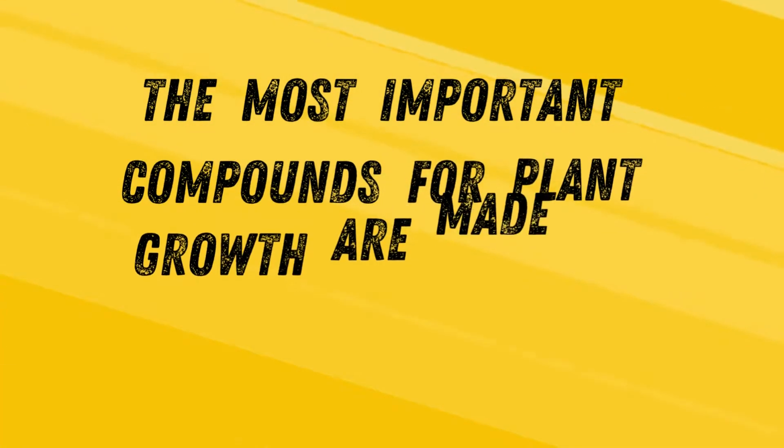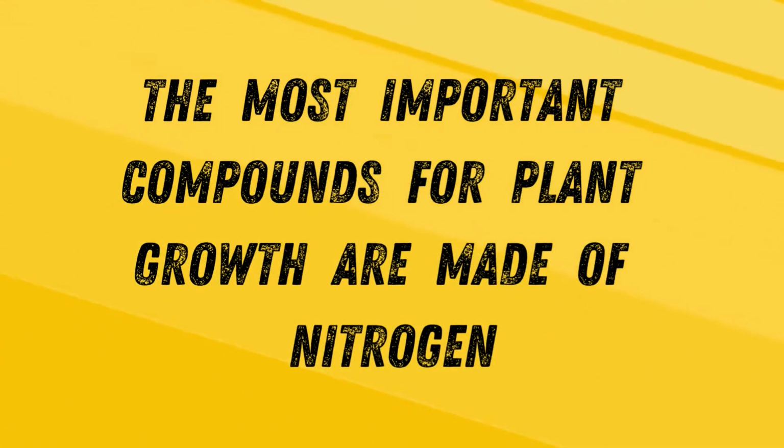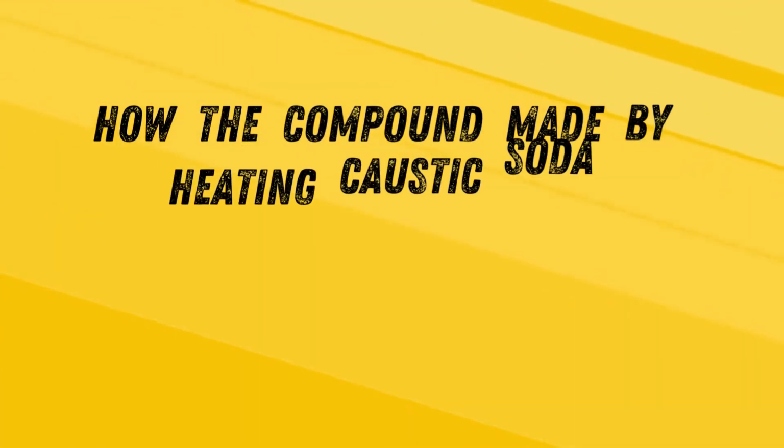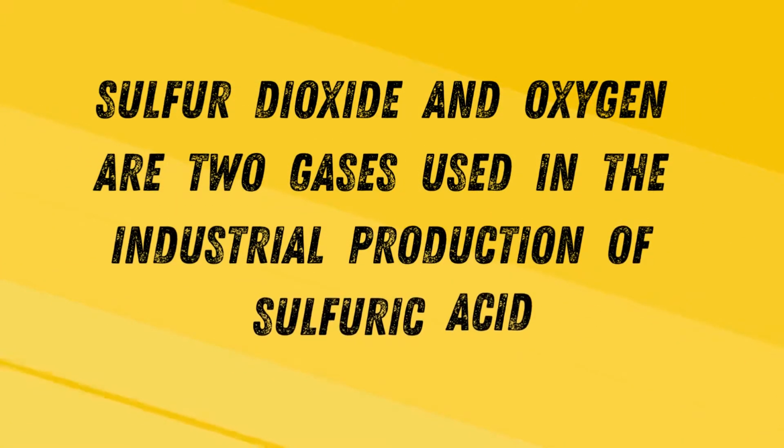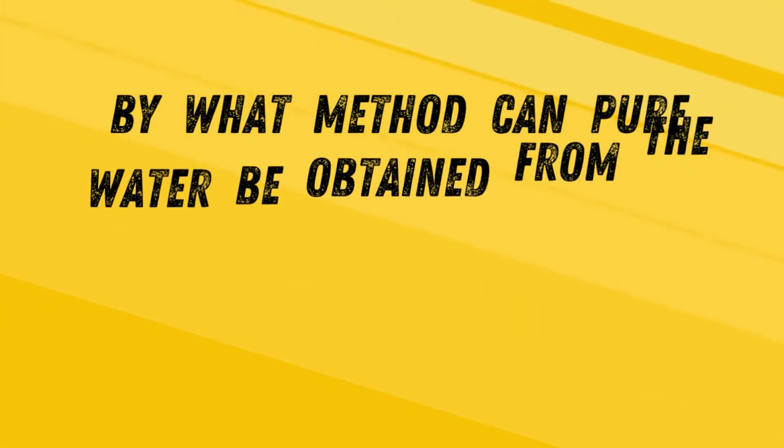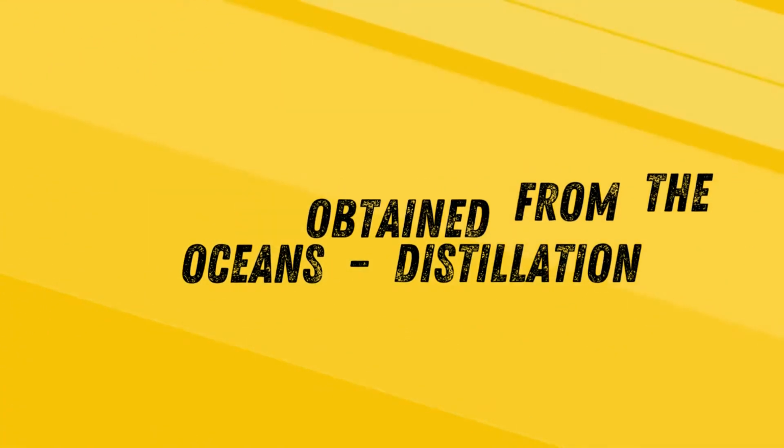The most important compounds for plant growth are made of nitrogen. The compound made by heating caustic soda solution with flaxseed oil is used as soap. Sulfur dioxide and oxygen are the 2 gases used in the industrial production of sulfuric acid. By what method can pure water be obtained from the ocean? Distillation.